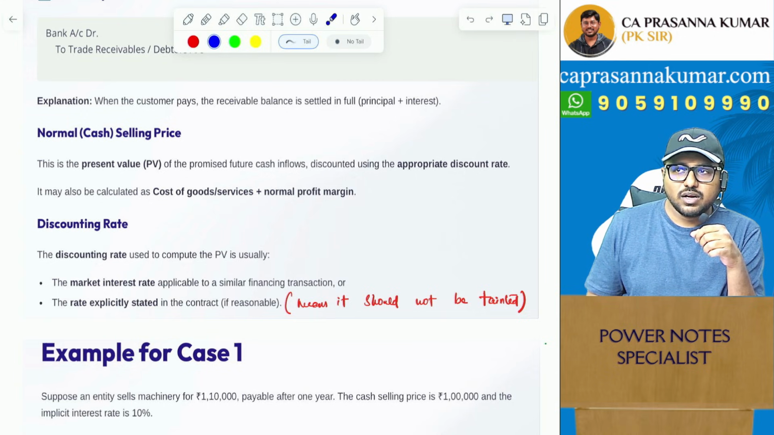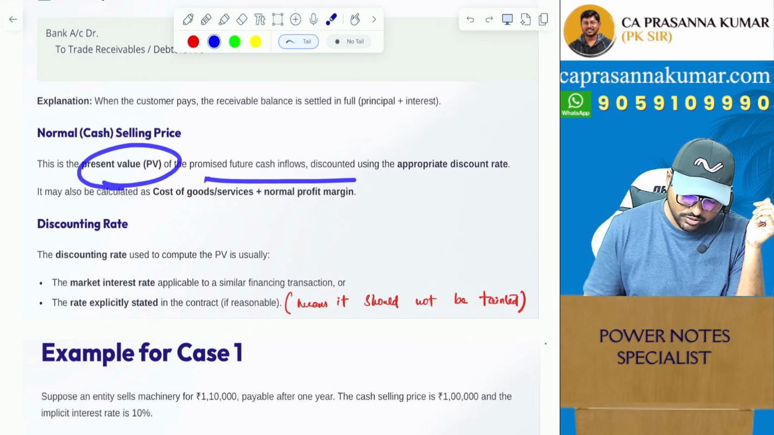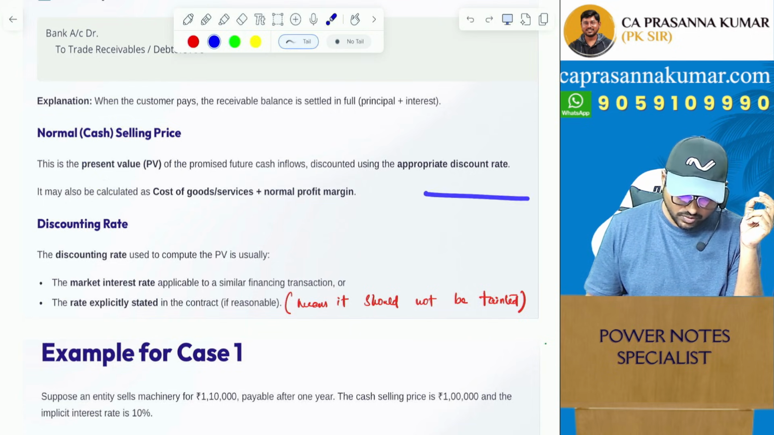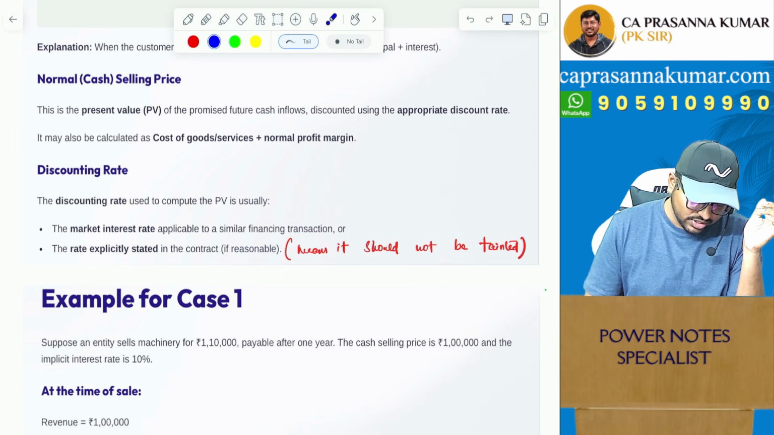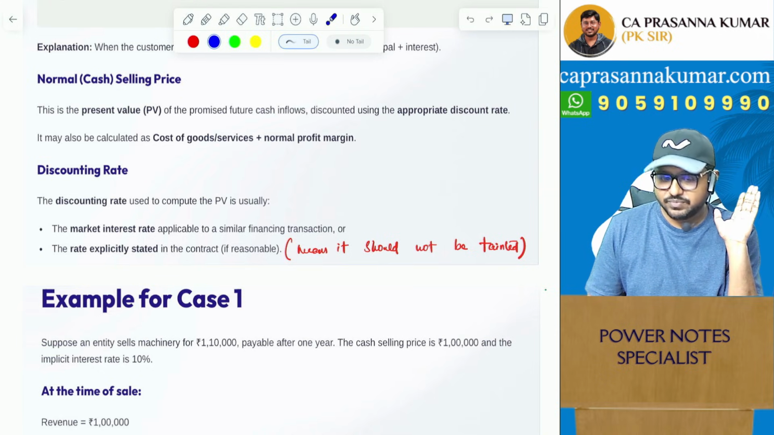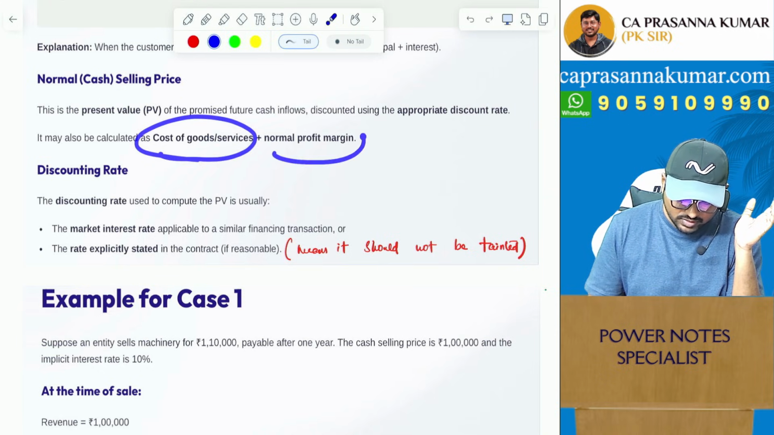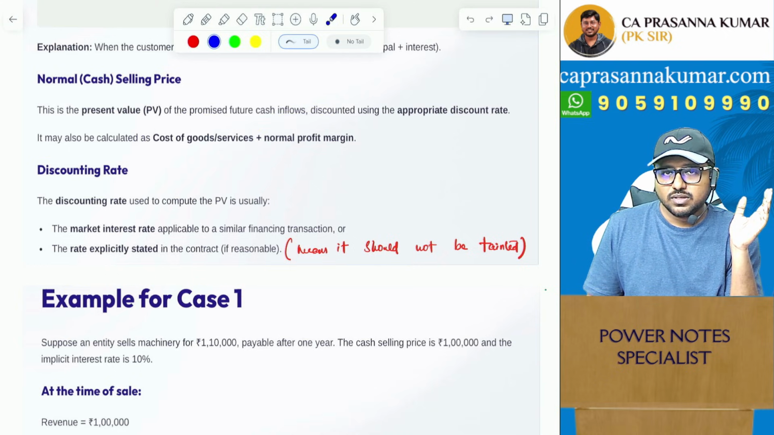In case where the customer is paying the money to the entity in installments, what will you do? Very simple, find out the present value of future cash inflows using appropriate discount rate. Based on that, you will be able to find your cash selling price. Now, remember, cash selling price means we are talking about selling price here. So, always it includes profit. So, therefore, cost of goods or services plus profit margin will be called selling price. Are you able to understand?